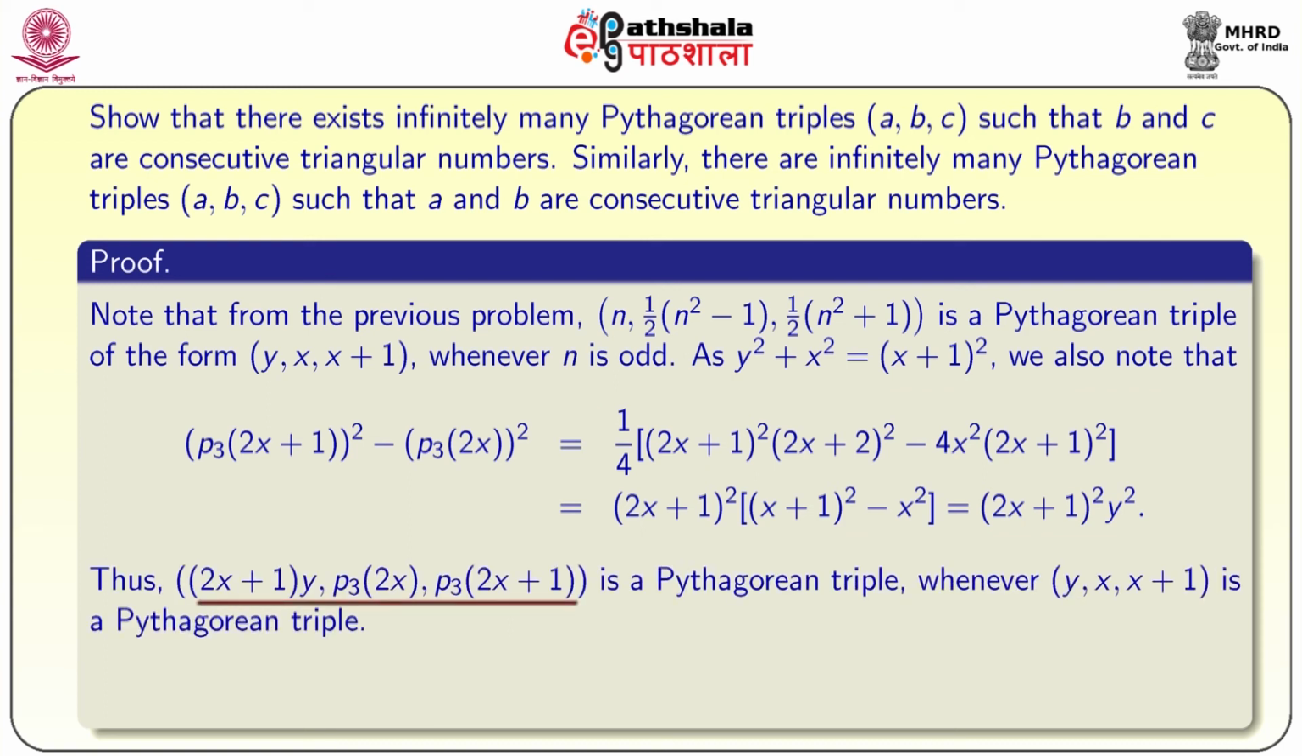Thus (2x+1)y, P3(2x) and P3(2x+1) is a Pythagoras triple whenever (y, x, x+1) is a Pythagoras triple.